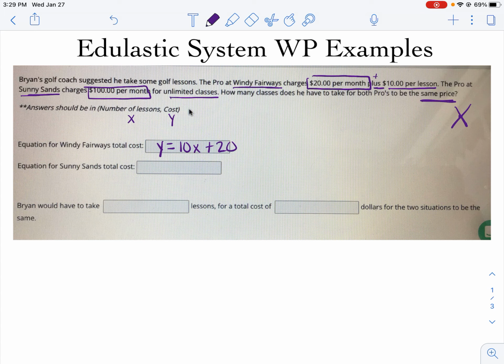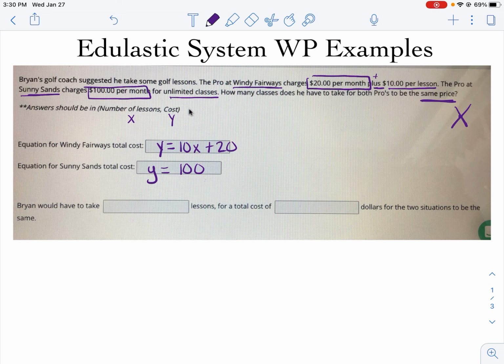Okay, so then we look at Sunny Sands. They charge $100 per month, but you get unlimited classes. So there's no per lesson fee. So if I walk into Sunny Sands golf place and ask the pro to give me lessons, he said, I'll charge you $100 and you can take as many lessons as you want. Well, if I never go for one lesson, I've still paid $100 for that month. So my total cost is going to be $100.